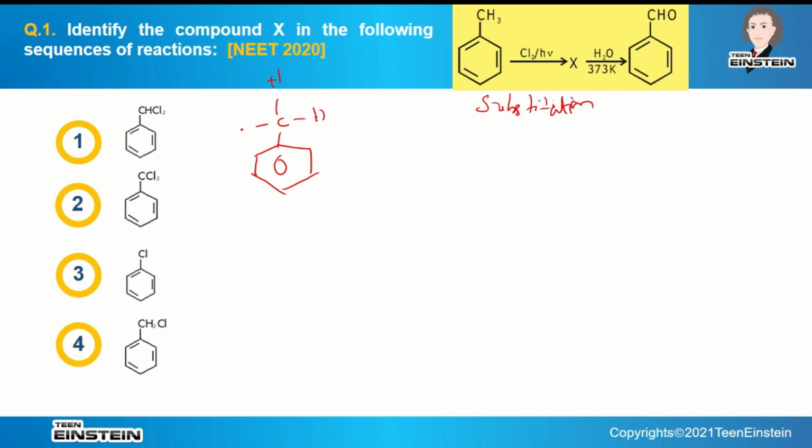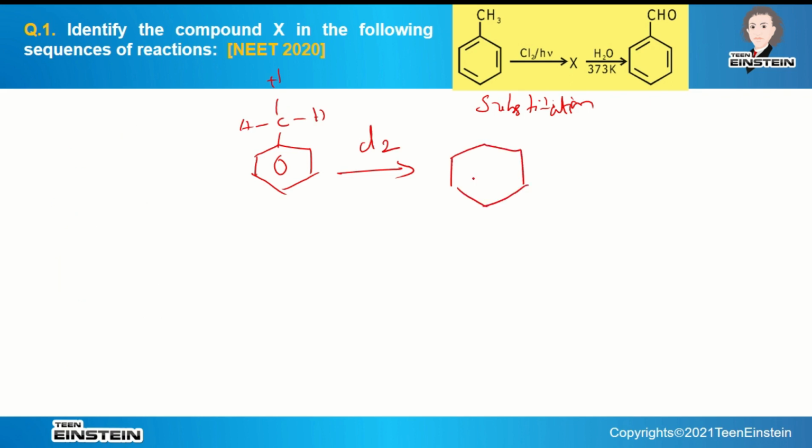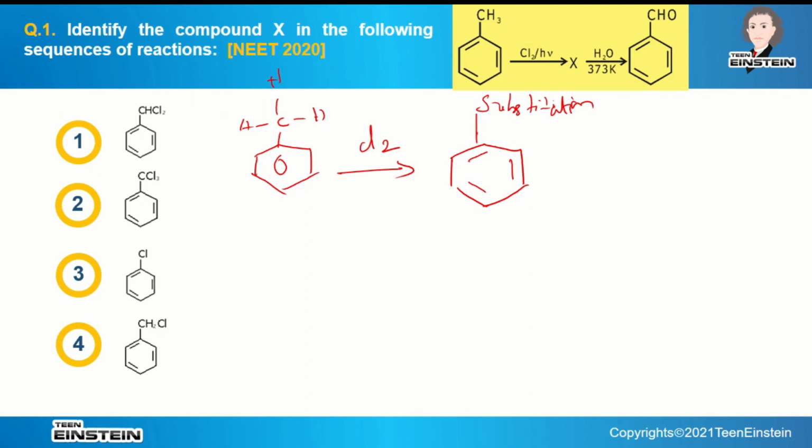So first methyl benzene reacts with chlorine 2. So it gives dichloromethylbenzene. So here removal of 2 HCl takes place and it produces dichloromethylbenzene. So it further undergoes hydrolysis.